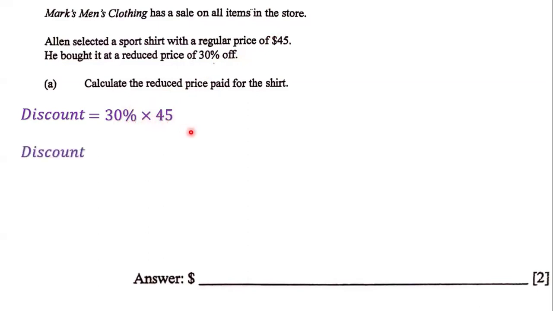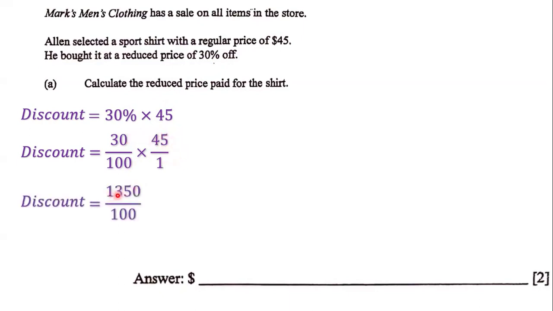So we're going to take this 30%, and express it as a fraction. And so that's going to be 30 over 100 multiplied by 45 over 1. So we took this whole number and expressed it as a fraction. And so now we have 30 multiplied by 45, and 30 multiplied by 45 is definitely 1,350. And 100 times 1 is definitely 100.